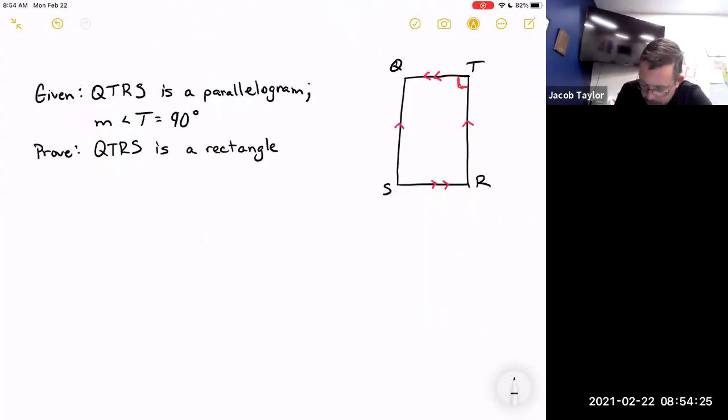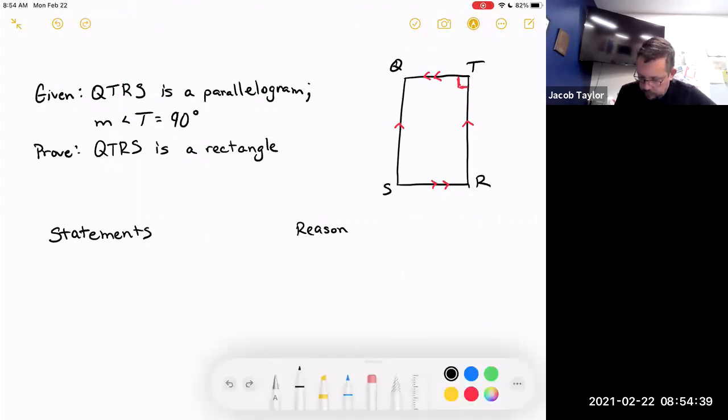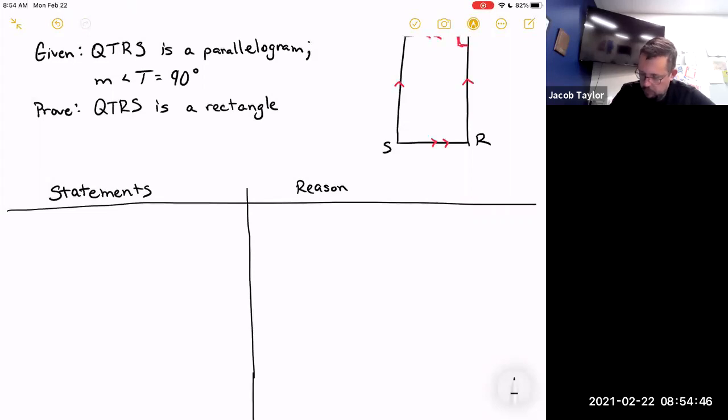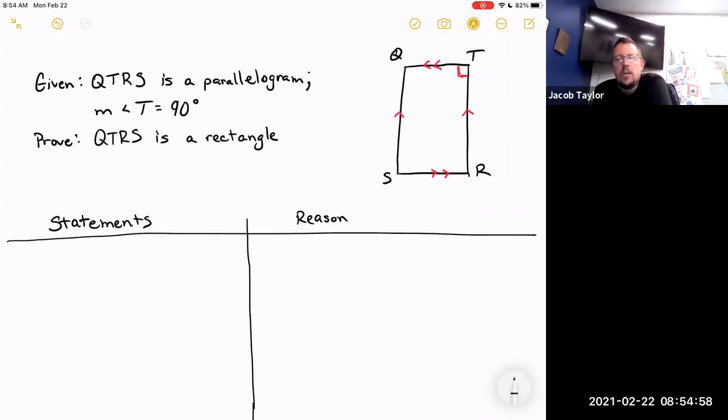Okay, so let's go ahead and do our 2-column proof. You could do a paragraph proof or a flow proof if you wanted to, but I like 2-column. Call me old school. With any proof we ever do, ever, the first step is always what?